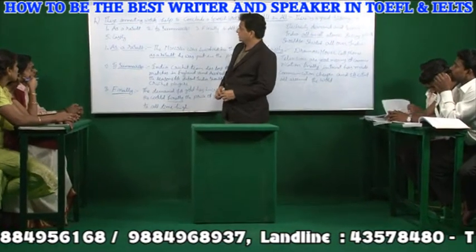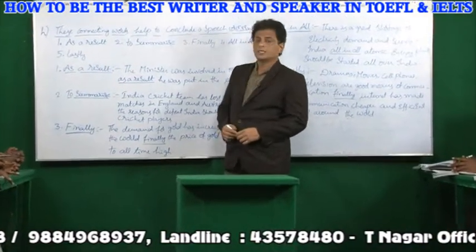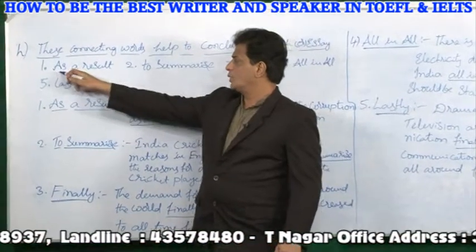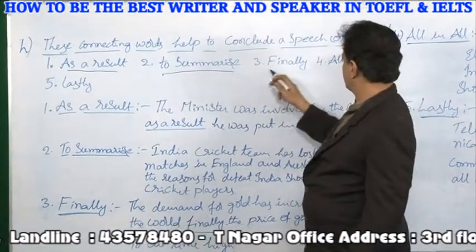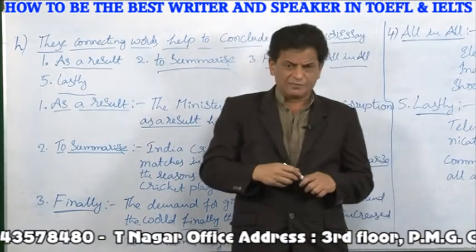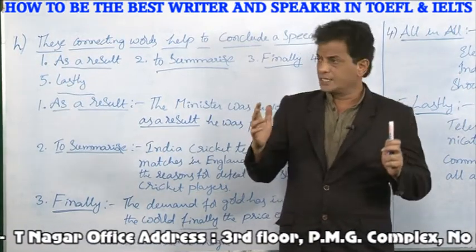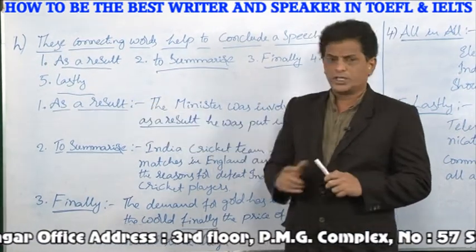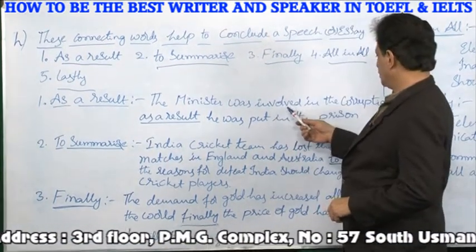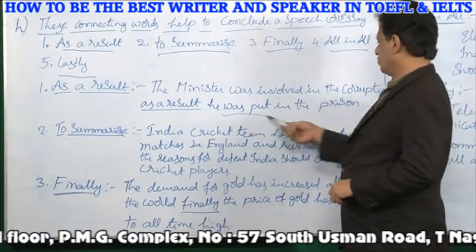Now we are going to see these connecting words that help to conclude a speech, ending up a speech: as a result, number one, to summarize, finally, all in all, lastly. So, as a result, you are telling different ideas, completely different ideas, and finally you want to come to a conclusion and say, as a result, the minister was involved in the corruption. As a result, he was put in the prison.